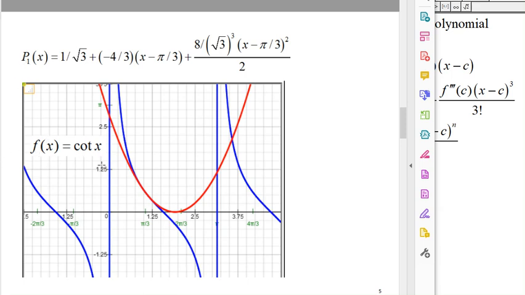And then this is pi over 3 right here. And then if we look at the two graphs, they overlap at values near pi over 3. So the graphs overlap from here to here. And so that's what a Taylor polynomial does. It approximates functions.